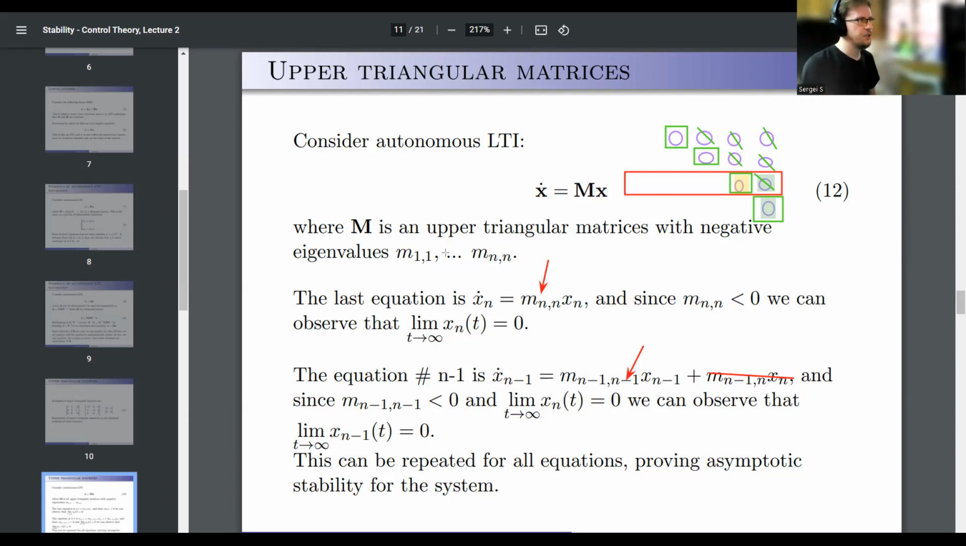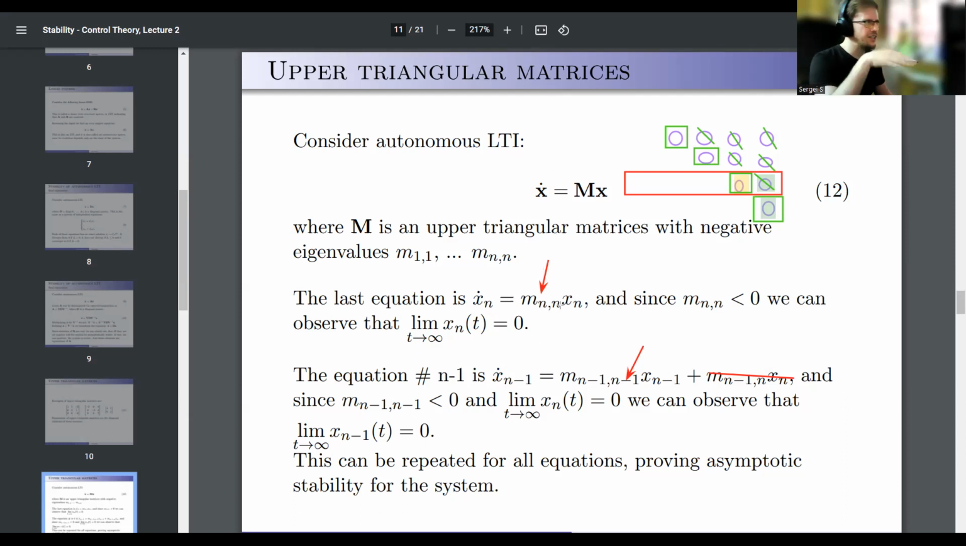Eigenvalues determine stability. If negative, asymptotically stable. At least one positive, unstable. All non-positive, at least one zero, is marginally stable. Questions about that?